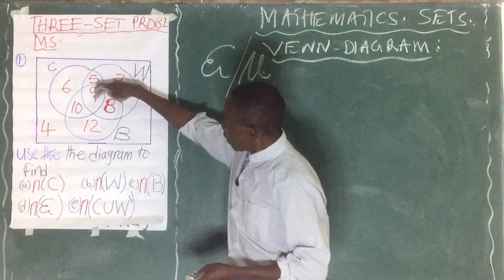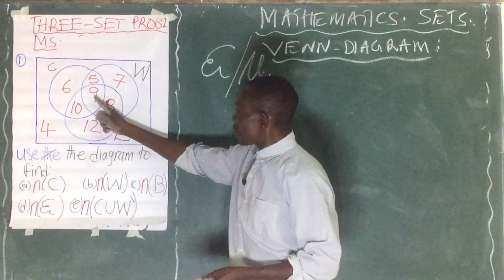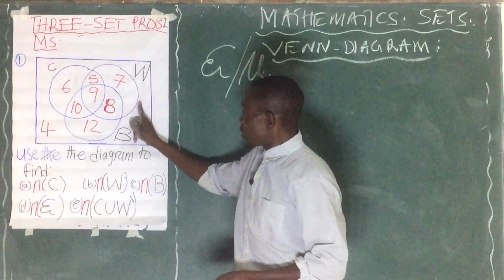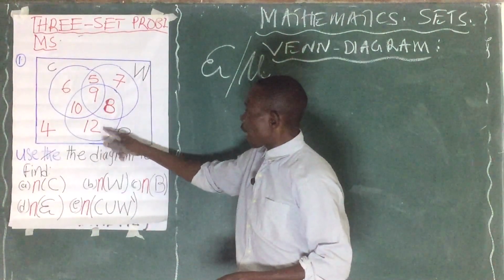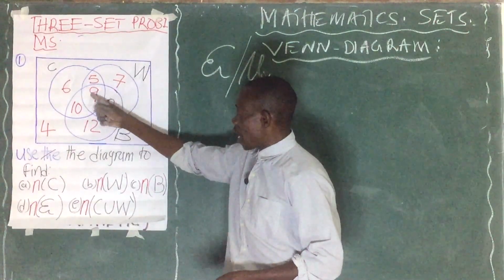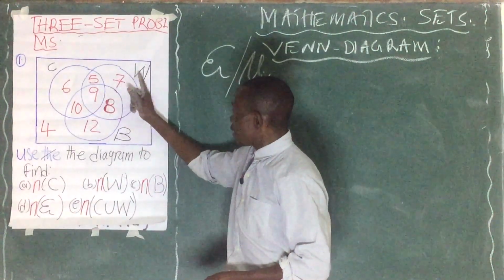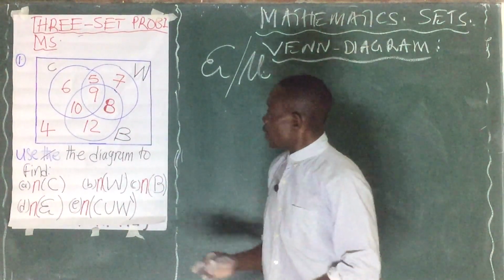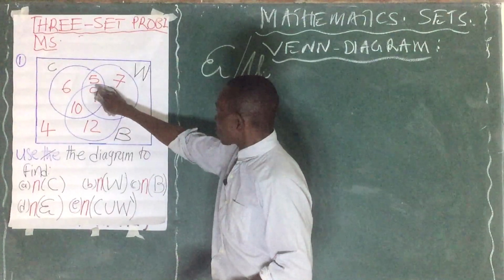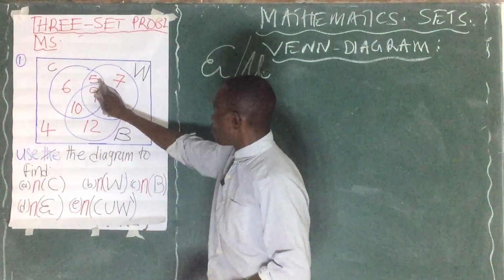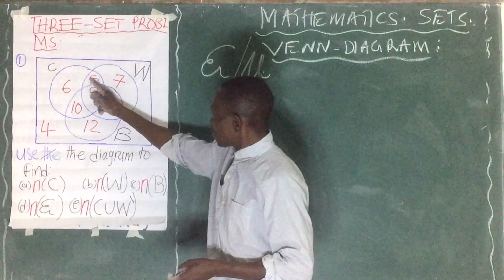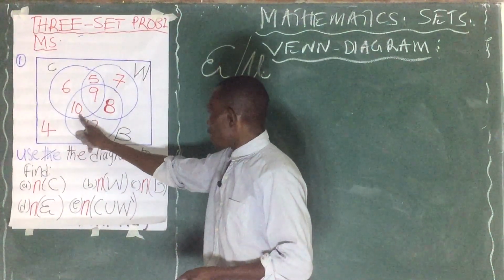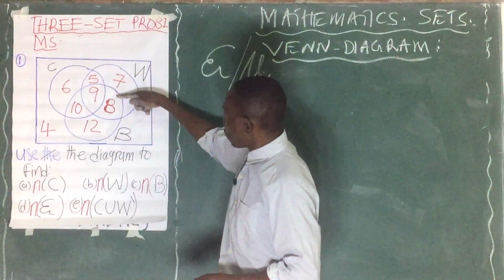Here, if you look at 9, you find that 9 is a space contained in all three sets. Set C, set W, and set B are all around the 9. So 9 is contained in C, W, and B; 9 is in all three sets. 5 at that space tells us members who belong to C and W only. You can see the space here is only for C and W. The same with 10, C and B. And 8 is W and B.